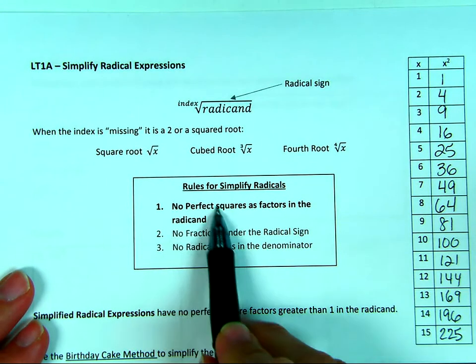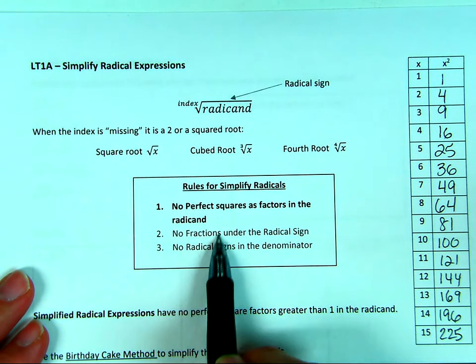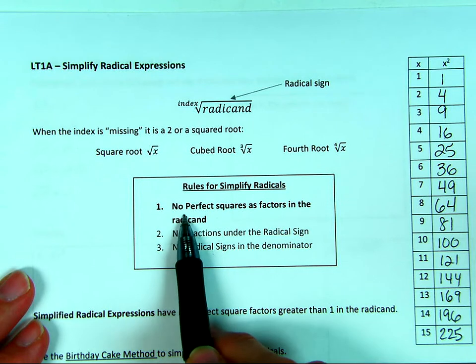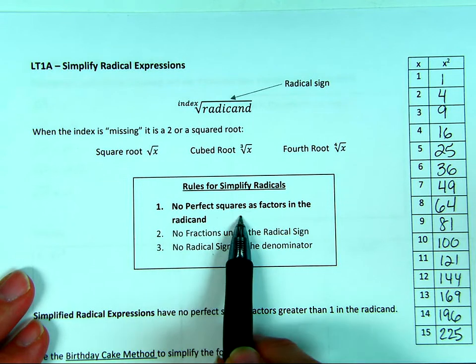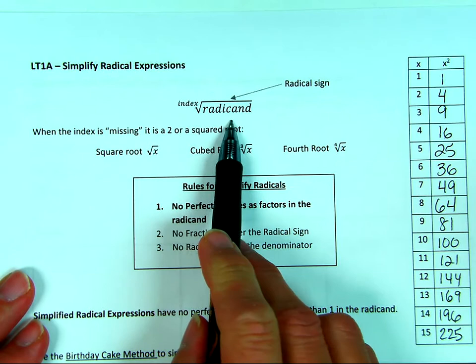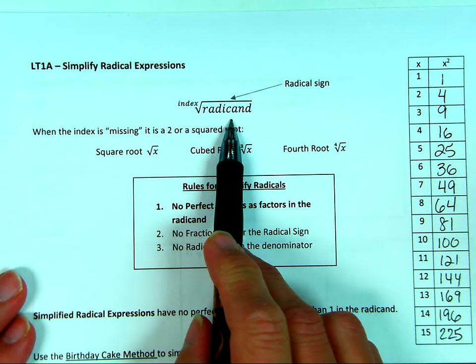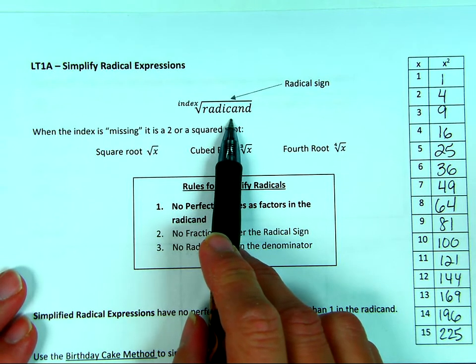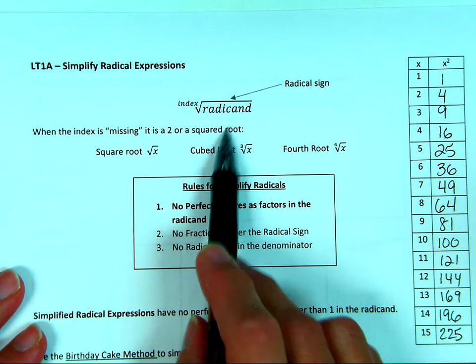We're really only going to talk about the first rule for simplifying radicals. There are 3 rules, but we're not going to get into fractions or denominators. So we're just going to talk about this one. The first one: no perfect squares as factors in the radicand. That means this radicand cannot have any factors that are perfect squares. If there are perfect square factors, then you need to get them out. Take the square root of them.